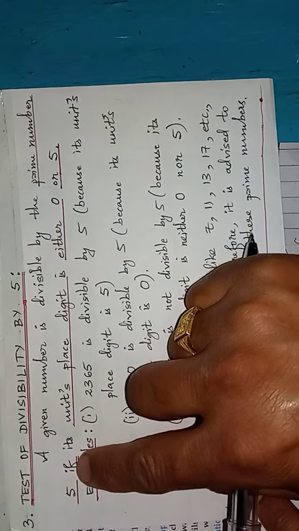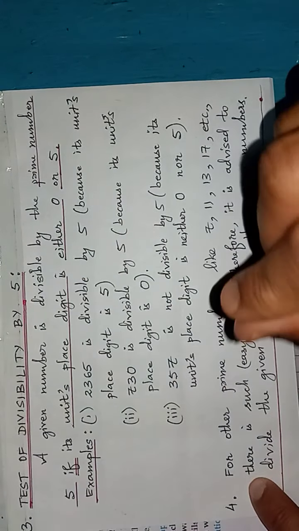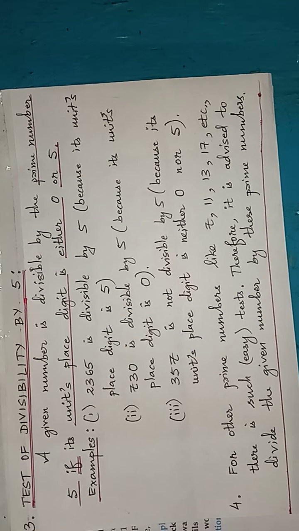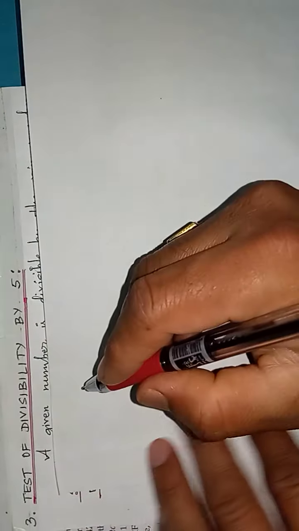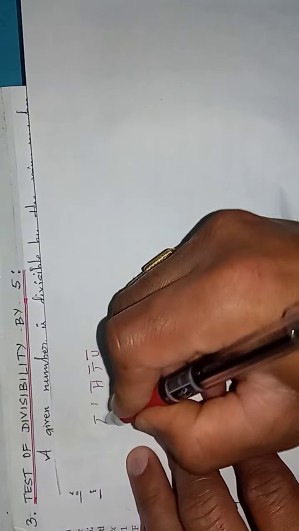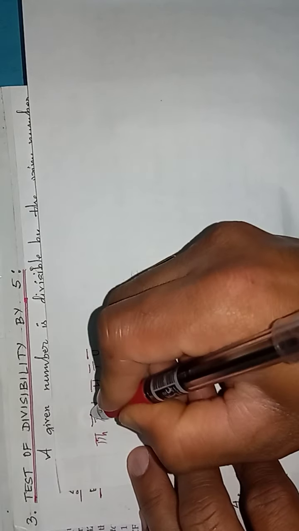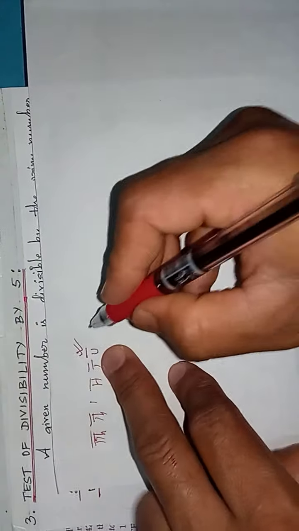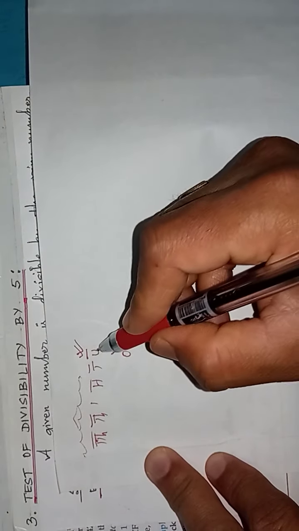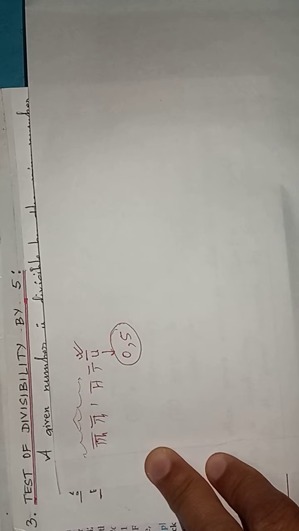There's a test. If its units place digit is either 0 or 5, you can divide any number by 5. It doesn't matter what digits you have in the tens, hundreds, thousands or ten-thousands places, but the units place, or ones place, should be one of these. It can be either 0 or 5. Then only you can divide by 5.